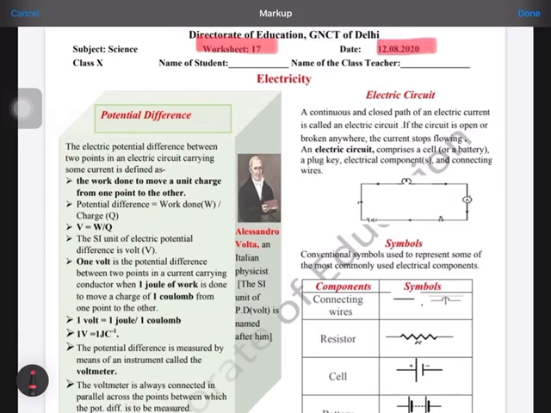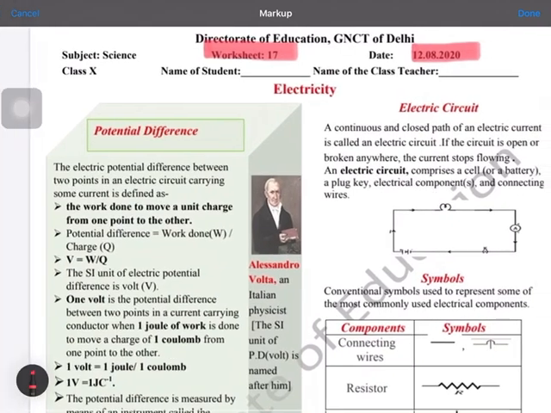In the last worksheet, we started the chapter electricity, and we discussed the current, the charge, and the electric potential. Now in this worksheet, we will discuss what is potential difference.